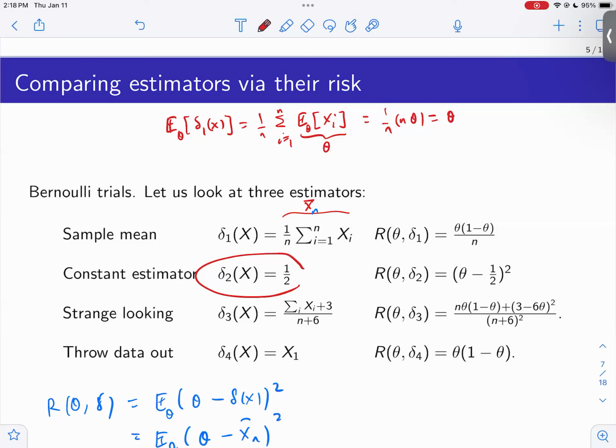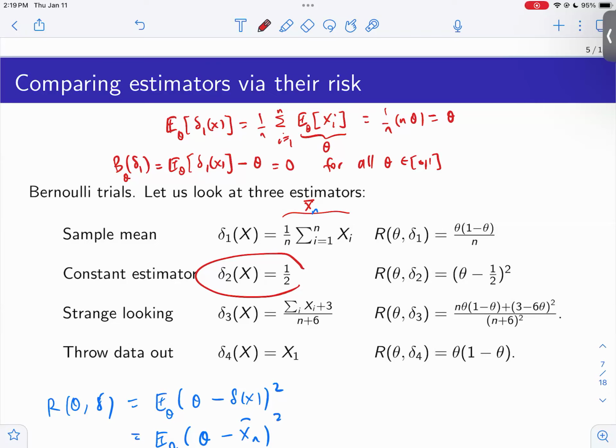If I'm just estimating theta, this is my g theta, let's say. So this minus this is zero. This is the bias: expectation of delta 1 of x minus theta. That's the bias of delta 1. It's going to be zero for all theta, identically zero, so this is unbiased. You do this for delta 2, and it's going to be zero only at 1/2. That one is not unbiased.